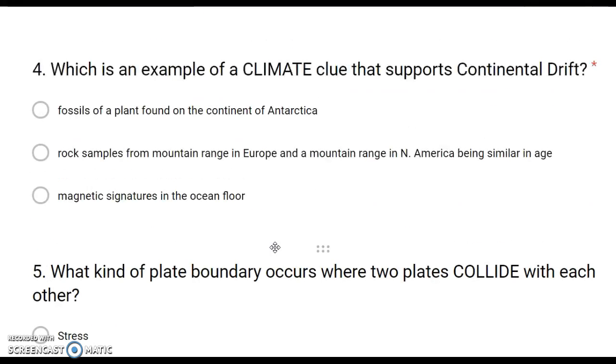4. Which is an example of a climate clue that supports continental drift? Fossils of a plant found on the continent of Antarctica, rock samples from mountain ranges in Europe and a mountain range in North America being similar in age, magnetic signatures in the ocean floor.